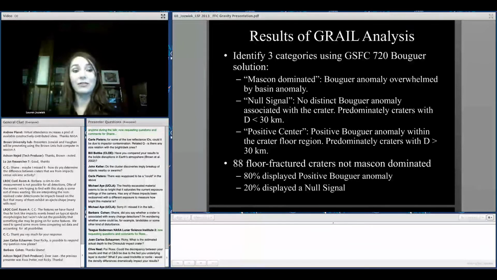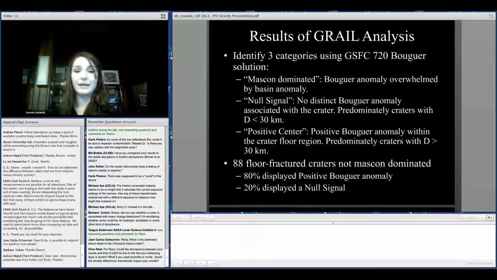The second category is what we call a null signal, and this is a crater which did not display a distinct Bouguer anomaly. These are predominantly smaller craters with a diameter less than 30 kilometers. When I say it did not display a distinct Bouguer anomaly, I mean that without, say, LROC WAC imagery on top of it, you would be unable to distinguish where the crater is in the gravity data. This is contrasted with the third category, the positive center category.